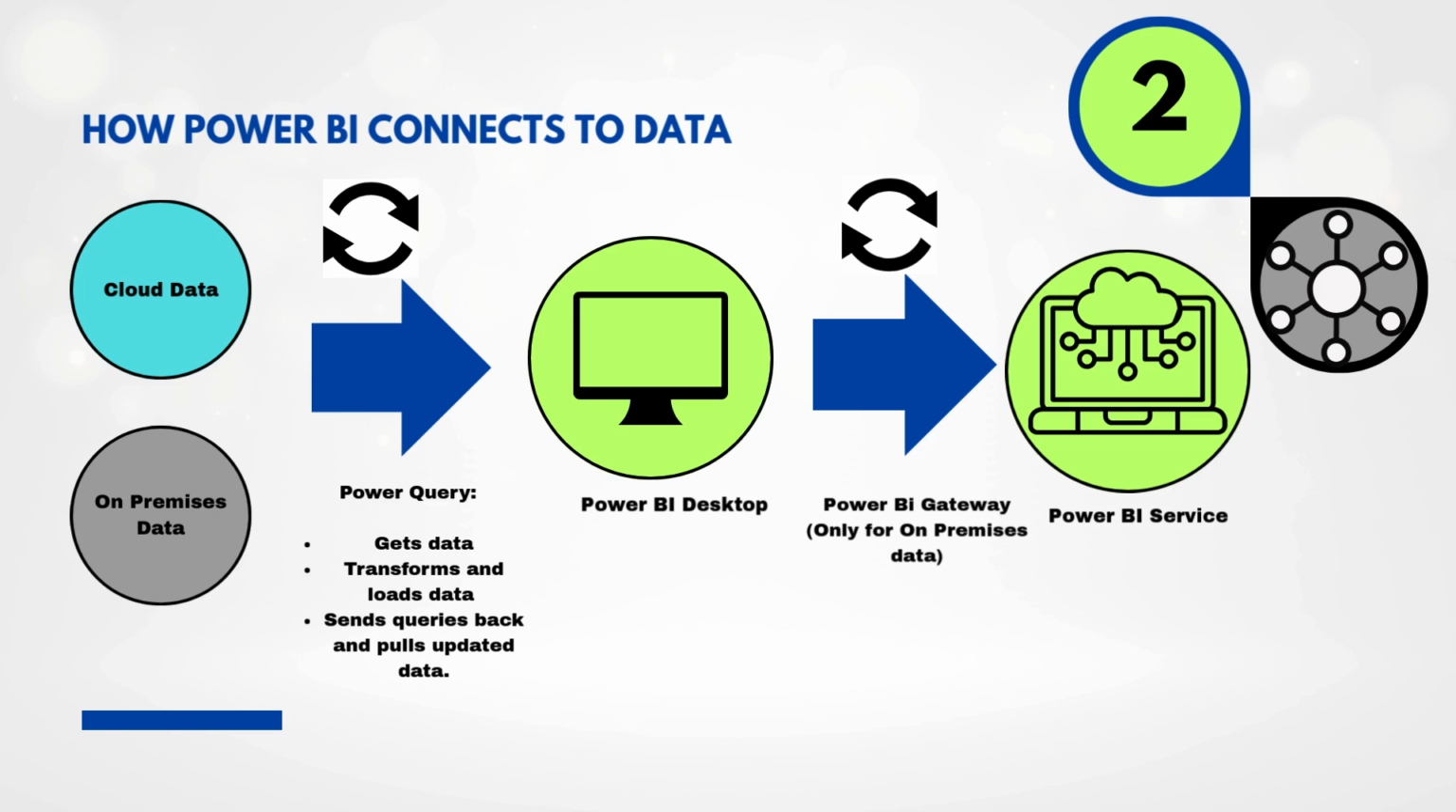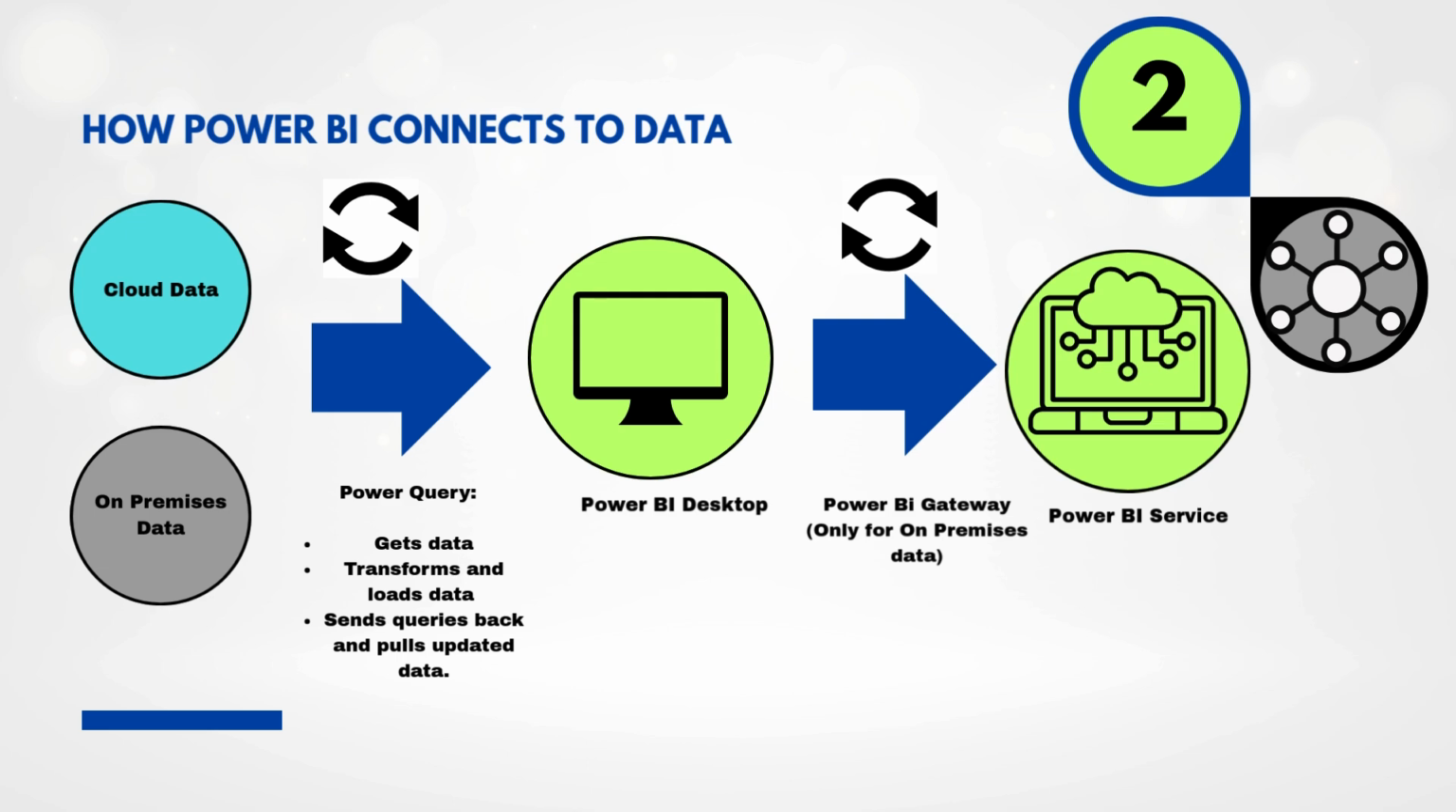Once the data arrives in Power BI Desktop, it flows through Power Query. Power Query is a transformation engine that lets you clean, filter, merge, split, and prepare your data before it becomes part of your model. Every step you apply is recorded automatically, so the same transformations can run again during refresh. It's one of the most powerful parts of Power BI because it turns raw, messy data into something structured and ready for analysis.